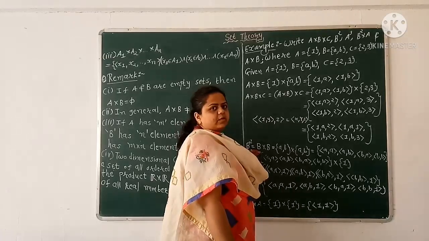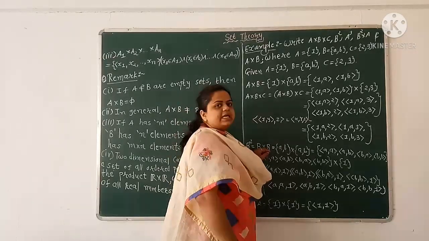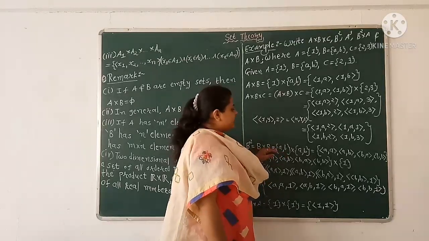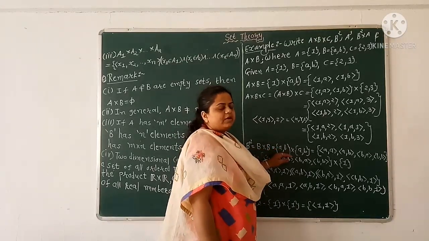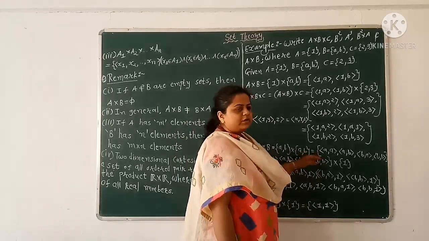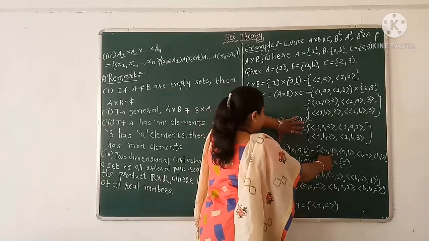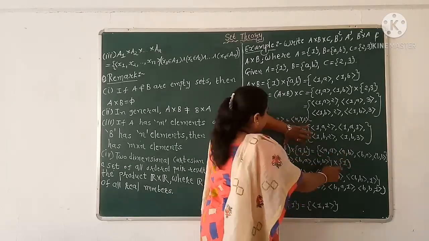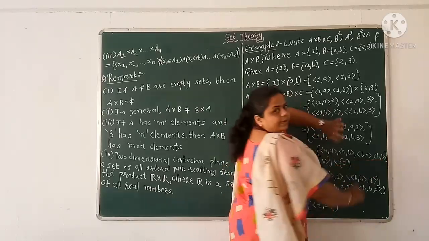Now B square is equal to B cross B. Here B is equal to the set {a, b}. So B cross B is equal to {a, b} cross {a, b}, which is equal to the set of ordered pairs (a, a), (a, b), (b, a), (b, b).